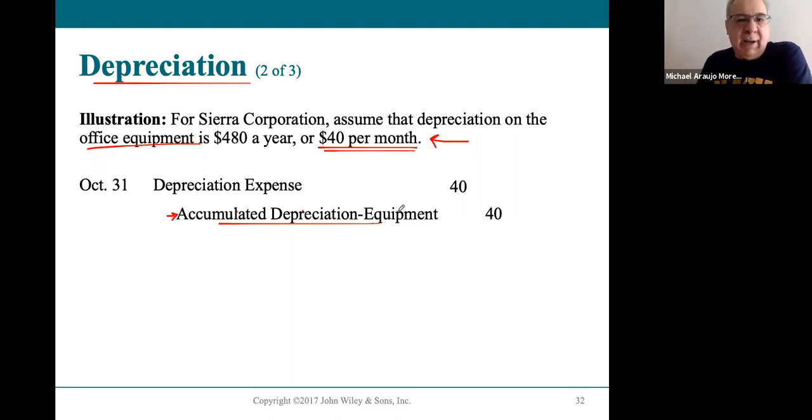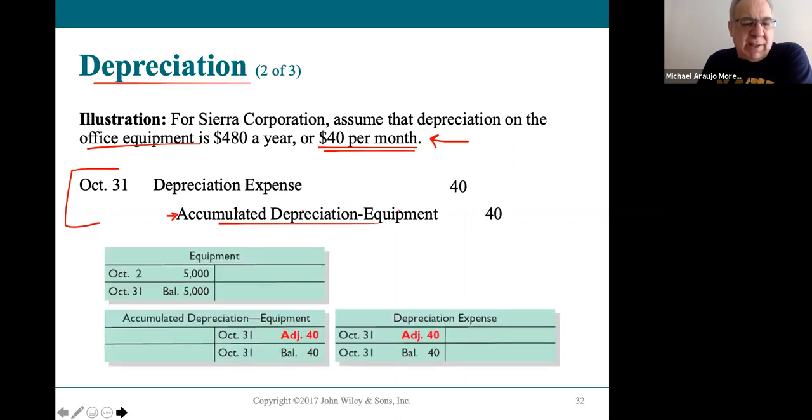You saw it on your balance sheets. You had equipment less accumulated depreciation on equipment. It's a separate account that shows us how much of it we have depreciated over time so far. So this is the entry for depreciation every single period: a debit to depreciation expense and a credit to accumulated depreciation. As you see, that also gets posted into their specific accounts.